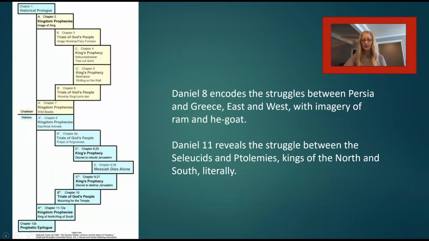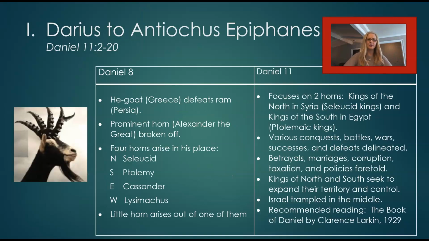Daniel 11 is going to reveal the struggle between the Seleucids in the north and the Ptolemies in the south in a very literal way. So the prophecy of the ram and he-goat enlightens our interpretation of Daniel 11, and we will explore those details for sure. Let's go ahead and consider each of the 4 portions of that main outline individually.